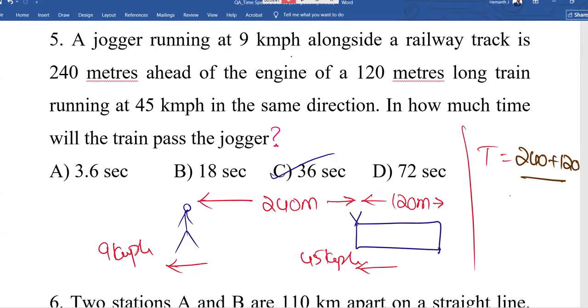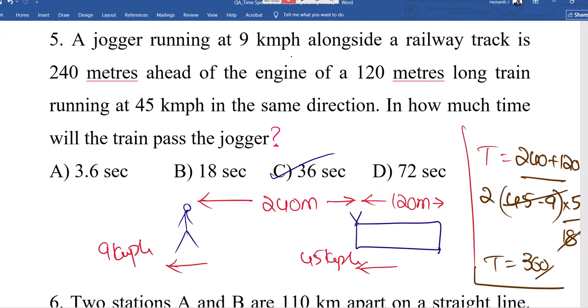Now speed. Speed must be subtracted as they're traveling in same direction. This is kilometer per hour, but timing is in seconds. So again, you people need to divide and check it out. So 360 divided by 10, because this is 36 divided by 18, 2 times will cancel, 2 into 5 is anyhow 10. So 360 divided by 10, which is 36 seconds.